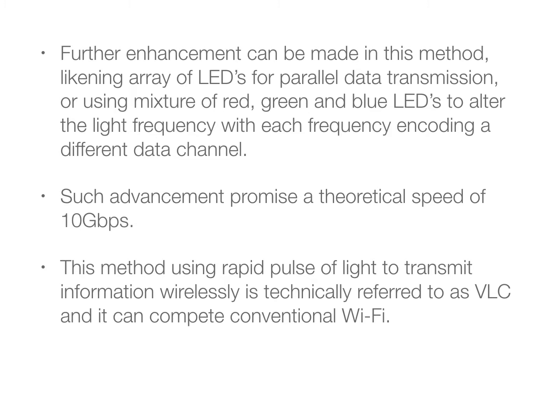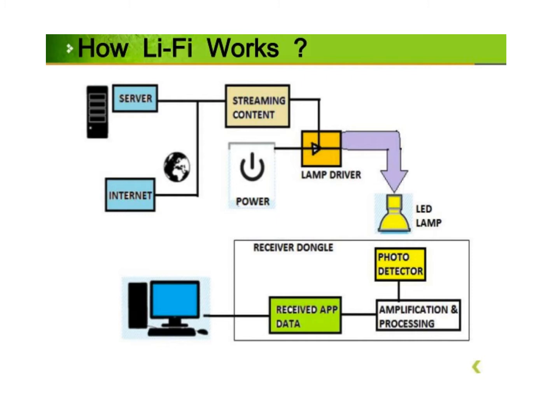Further enhancement can be made in this method, using an array of LEDs for parallel data transmission, or using a mixture of red, green and blue LEDs to alter the light frequency, with each frequency encoding a different data channel. Such advancement promises a theoretical speed of 10 gigabytes per second. That's a huge speed. This method, using rapid pulses of light to transmit information wirelessly, is technically referred to as VLC, and it can compete with conventional Wi-Fi.